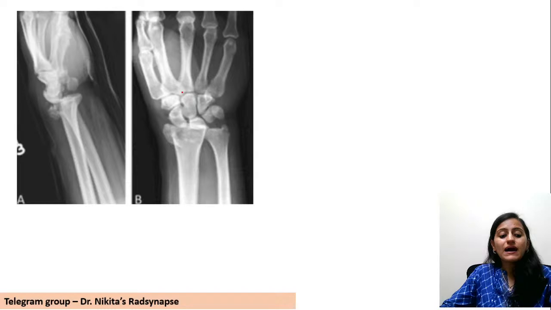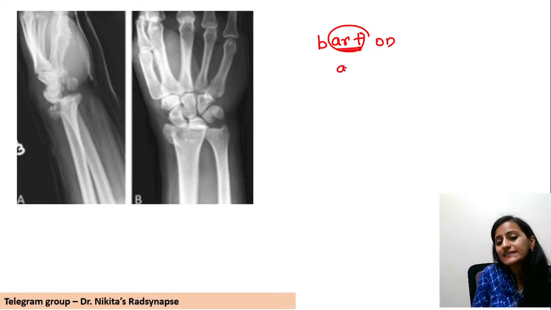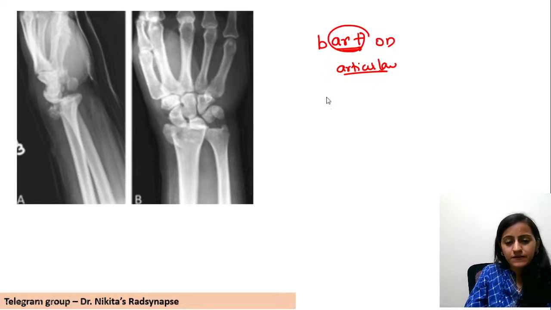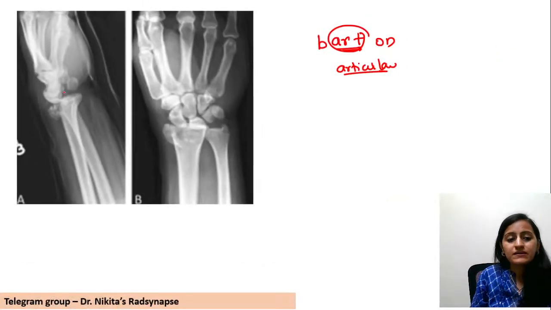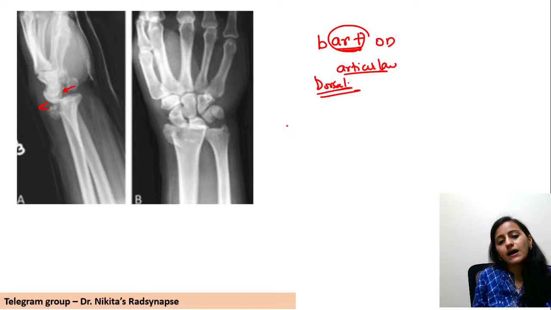Very good. It's a Barton's fracture. Why Barton's? Because remember, Barton's is your intra-articular fracture of the radius, where you see in this image that it is reaching till the articular surface. The carpal bones are also displaced. Is it dorsal Barton or volar Barton? This you can see is going dorsally. There is this dorsal displacement. So this is your dorsal Barton.